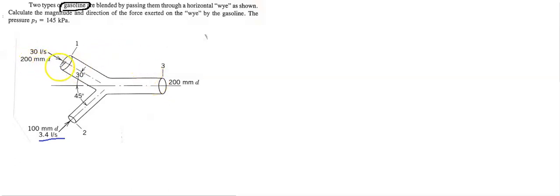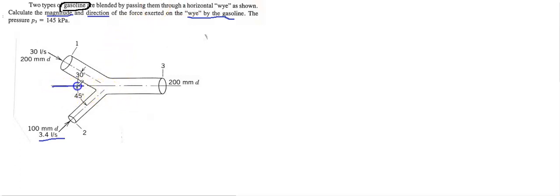We know the diameter of this section, 100 millimeter. We know the diameter of this section. This is the center line. We actually need to calculate the magnitude and the direction, the same thing like what we did previously. But here you see the magnitude and the direction of the force exerted on the V by the gasoline. That you need to keep in mind. That's actually what we need to calculate.